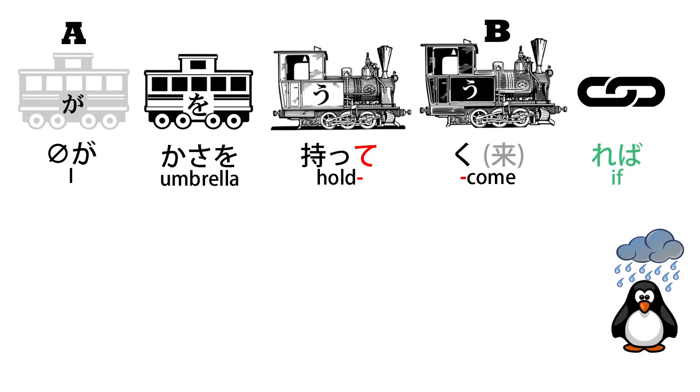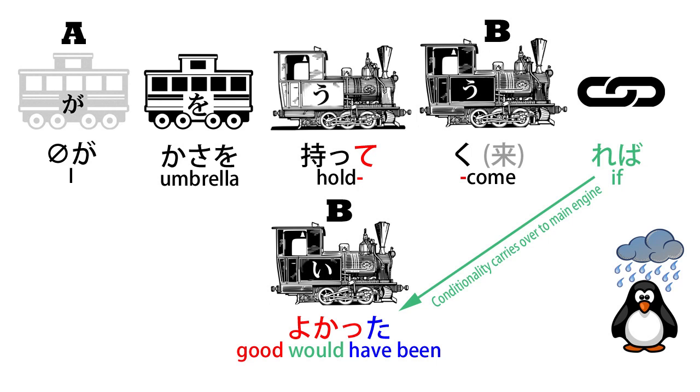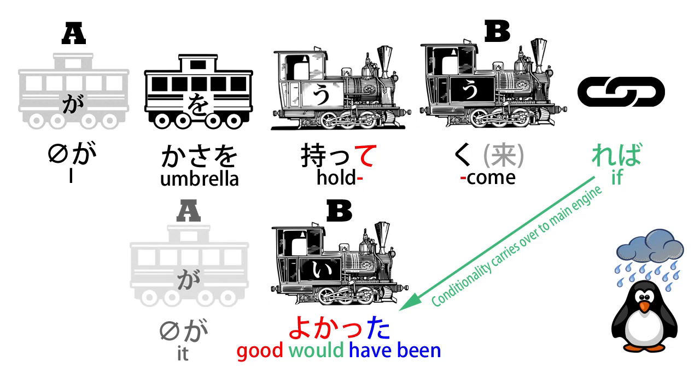But what follows it is simply yokatta, which is the past tense of ii, and it means good. Is this a core sentence? Yes, it is. The first sentence is kasa o motte kureba. The second sentence is zero ga yokatta. We know this because yokatta is an engine, it's an adjective, it's a describing word, and it has to be describing something. Wherever you've got an adjective, the adjective must be describing something.